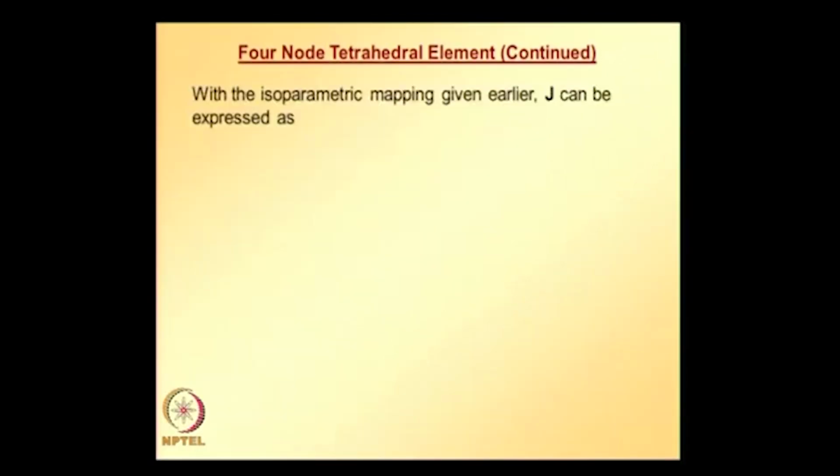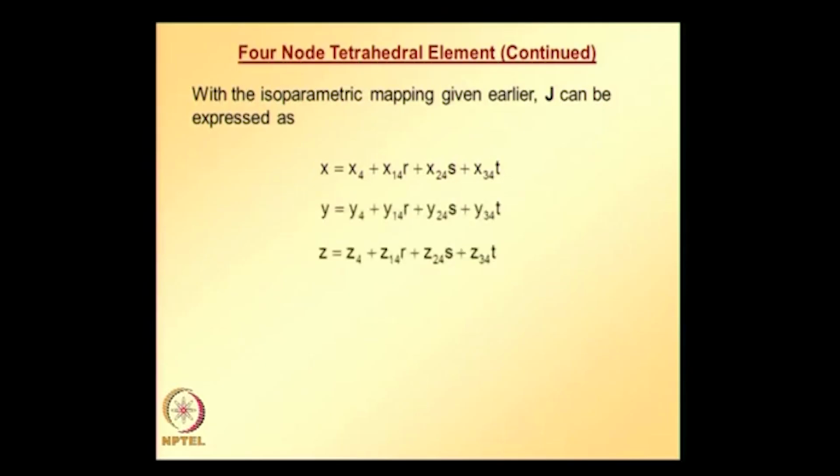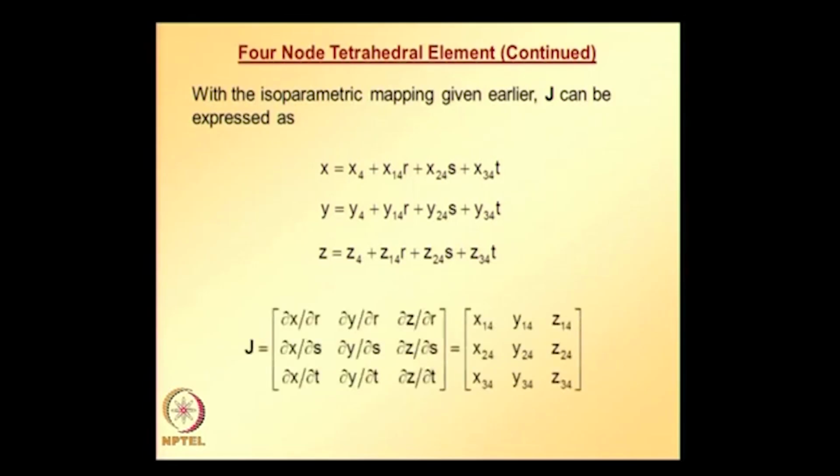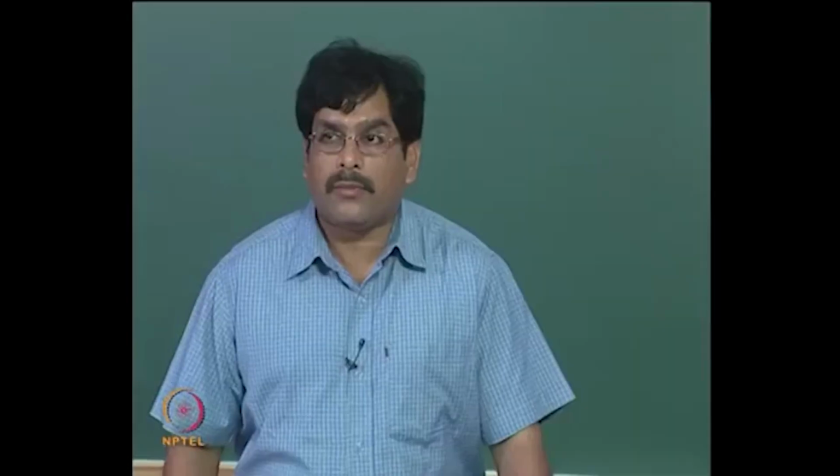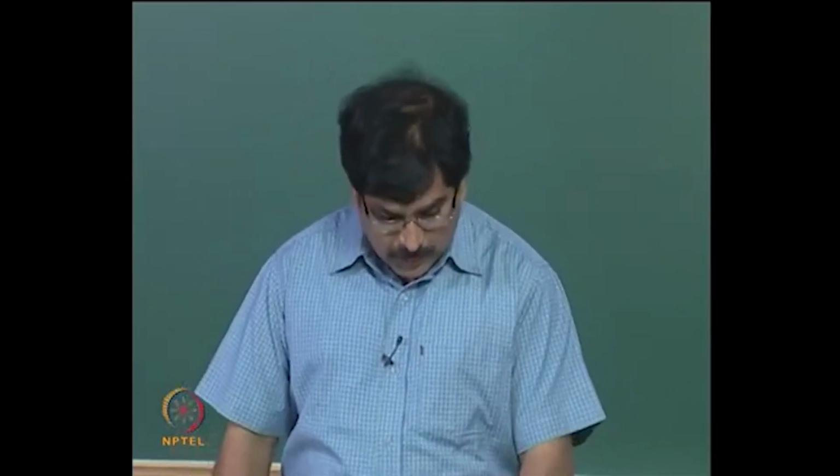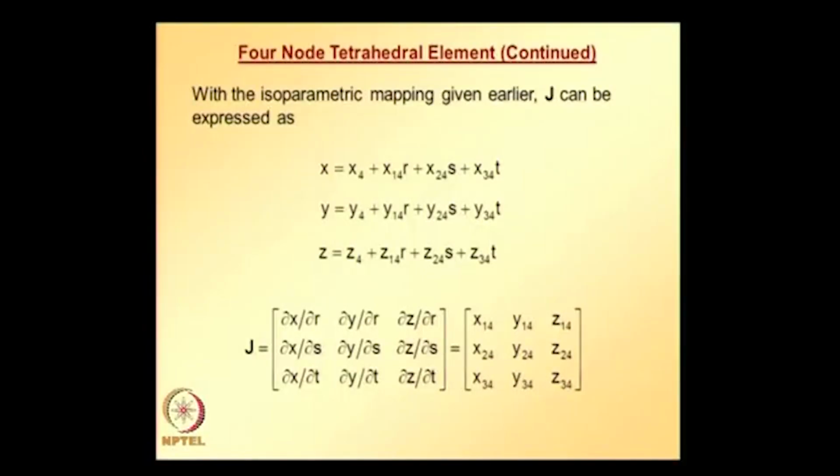So, taking derivatives of the relations that we derived based on isoparametric mapping, these are the 3 equations that we derived, and taking partial derivatives of these with respect to RST, we can easily check that the Jacobian matrix is indeed given by this, where x14, x24, x34, y14, y24, y34, z14, z24, z34 have the meaning that we already discussed earlier, that is xij is nothing but xi minus xj, yij is yi minus yj, zij is zi minus zj. So, once we know the coordinates of all the 4 nodes of this tetrahedral element, we can easily calculate the numerical value of J. Once we have the numerical value of J, we can easily find J inverse.